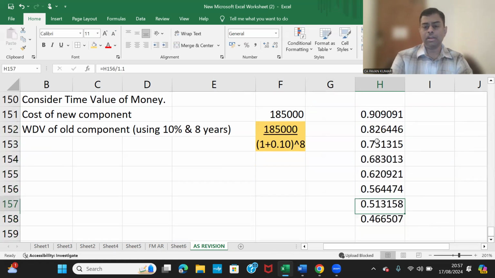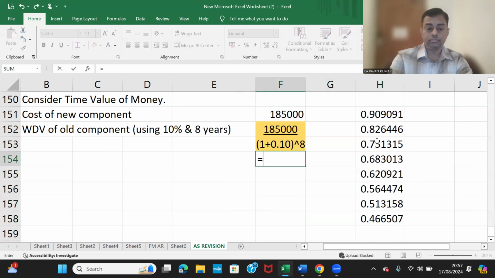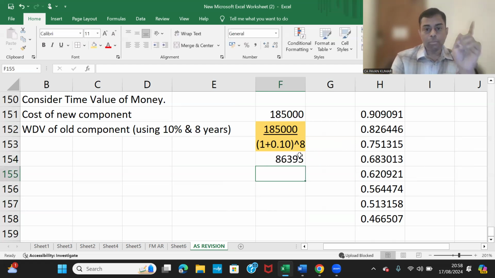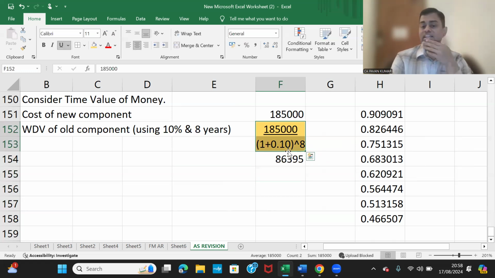So if the answer is wrong, doesn't matter. This is year 1, 2, 3, 4, 5, 6, 7, 8. Okay. So 0.466. So this is 1,85,000 divided by 1.1 whole power 8, which is 1,85,000 into 0.467. The above number, whatever I have written is right. This is correct. There is nothing wrong in this. It is 1,85,000 into 1 divided by 1.1 whole power 8. Correct. So the value is 86,395.